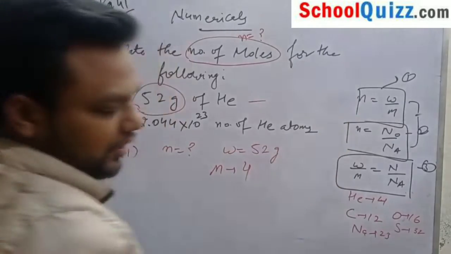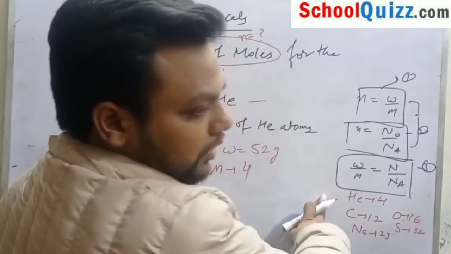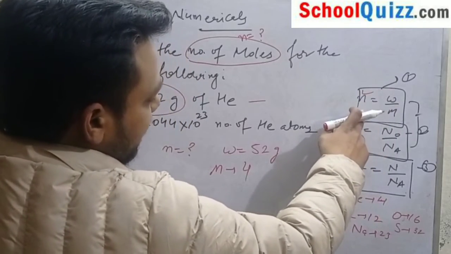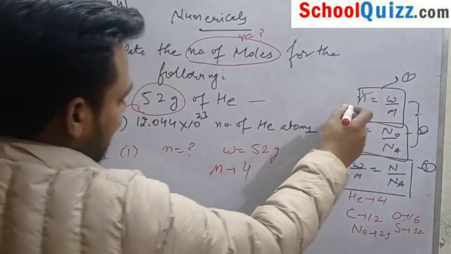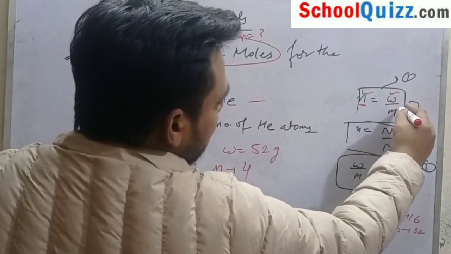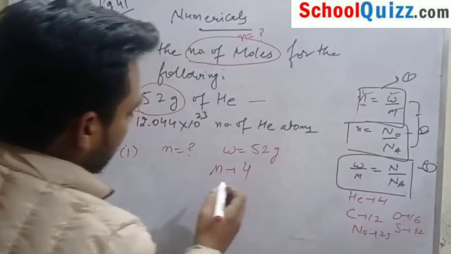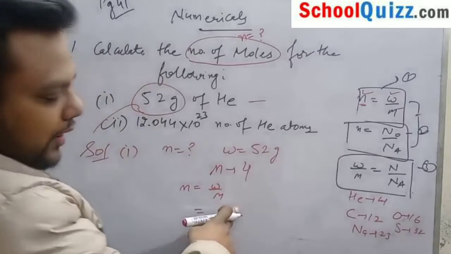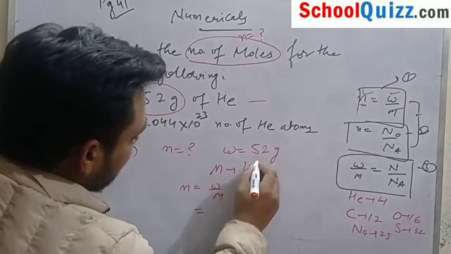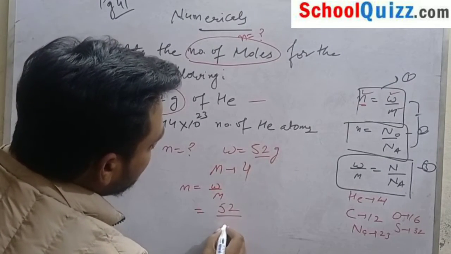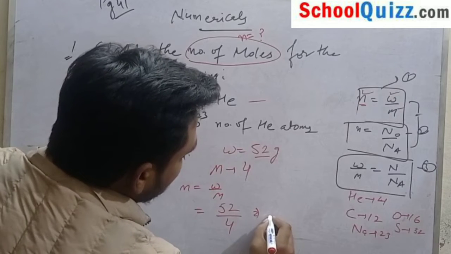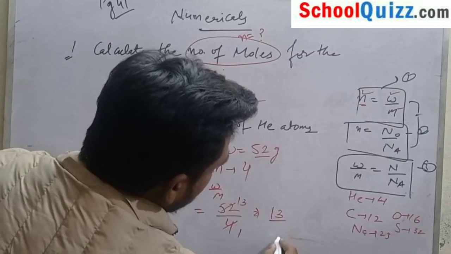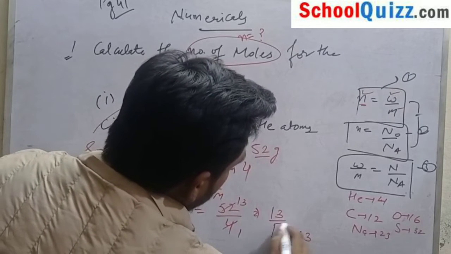Now we have these three formulas, and we will see which one is satisfied. n we have to find, W is given and M we know. So we will apply formula number 1, that is n equal to w upon m. We put W equal to 52 and M equal to 4, which implies cutting, 4 1s are 4, 4 13s are 52. So number of moles comes out to be 13.